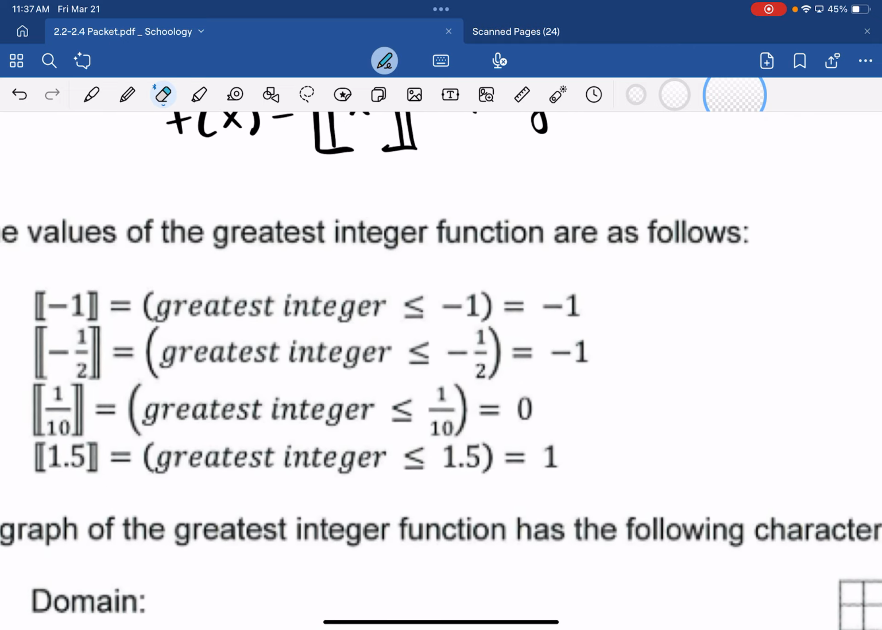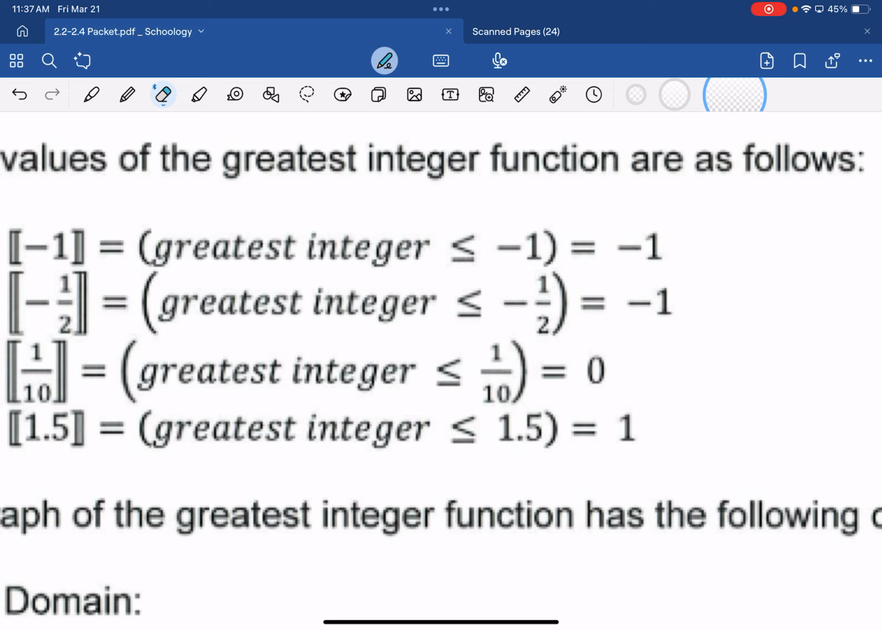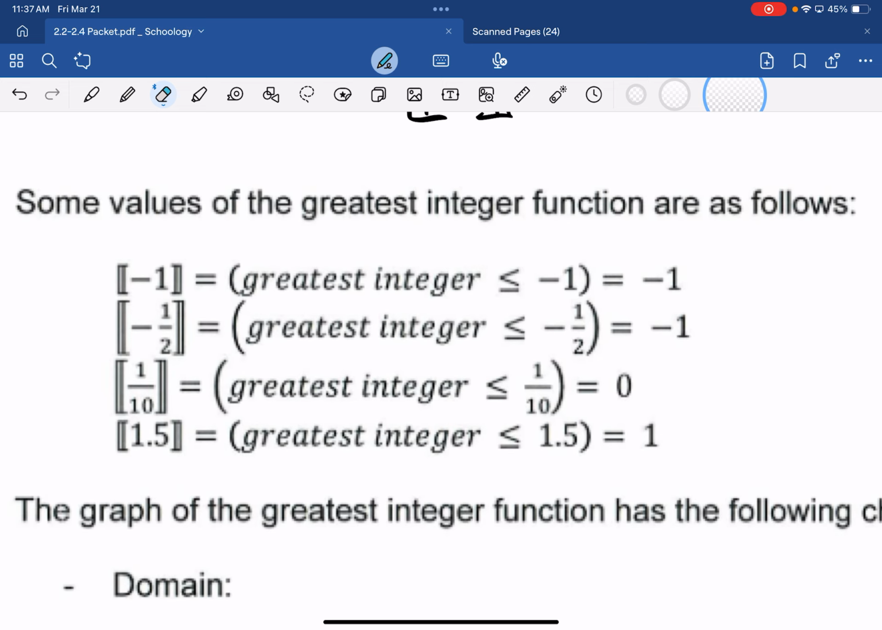So this little piece right here might help us out. Oh, that's really blurry. Let's see if I can zoom out a little more. So here's the first one right here. My -1 is inside these funky brackets. The integer that is less than or equal to -1 is just -1. If it's already an integer, whatever that integer is, that's my answer. So if I had 5, my answer would be 5. When it's an integer, it's nice and easy.